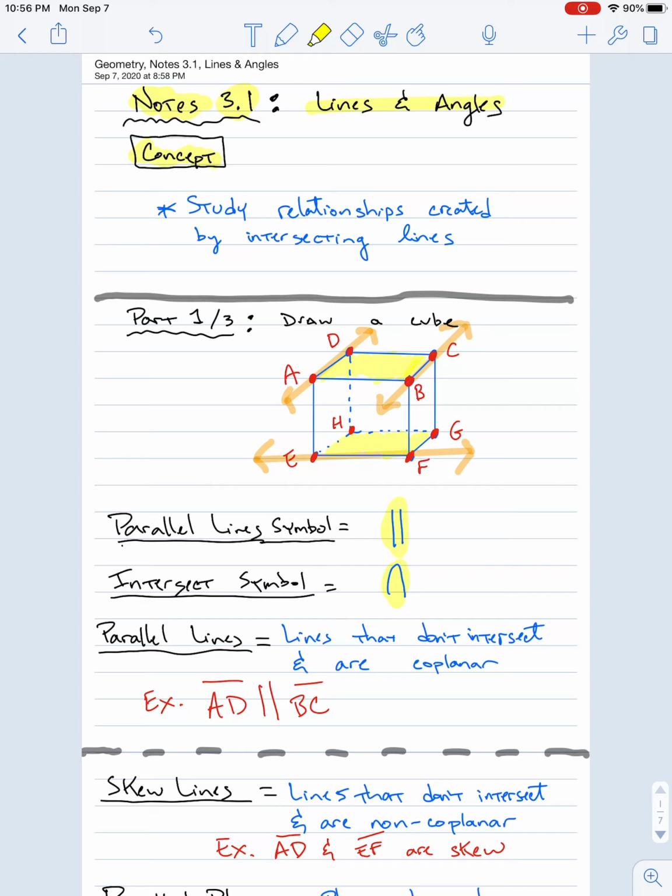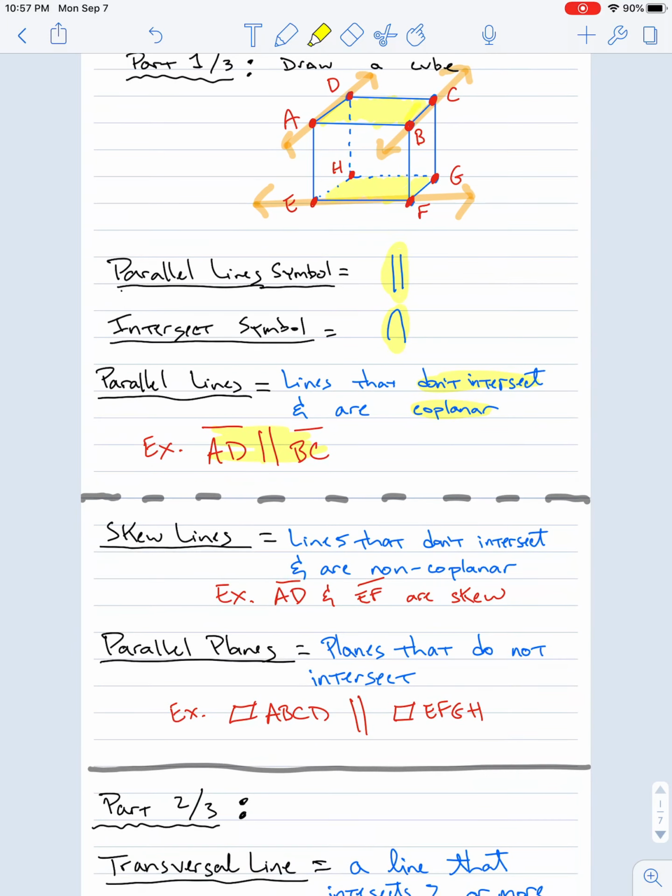Parallel lines, what do we mean? We're talking about lines that don't intersect and are coplanar. So notice, they don't intersect and they're coplanar. For example, AD is parallel to BC on the cube. Okay, let's take a look at this definition.